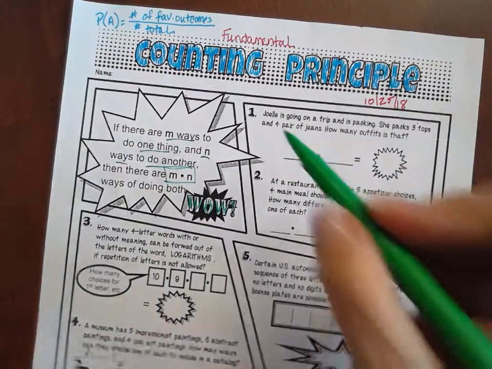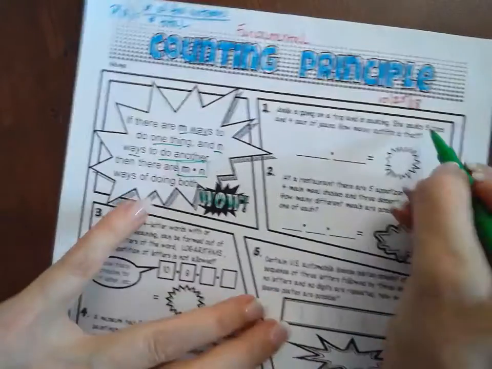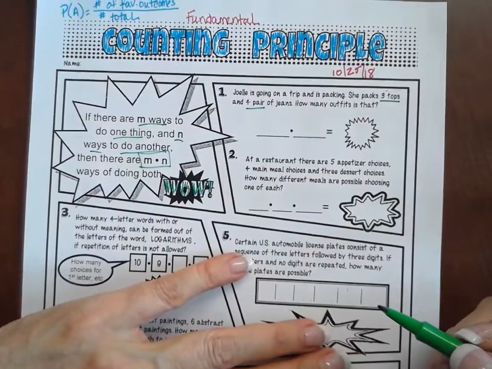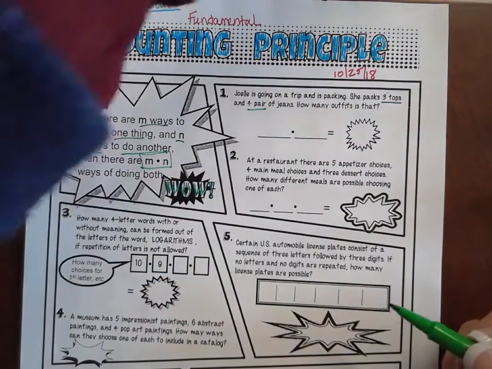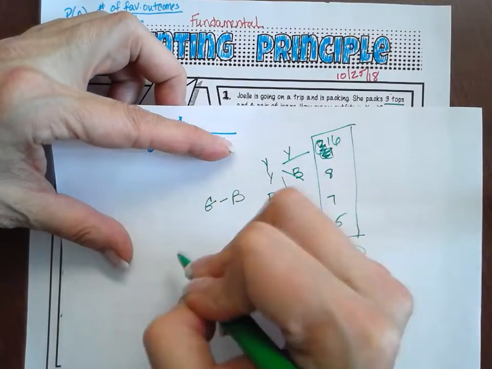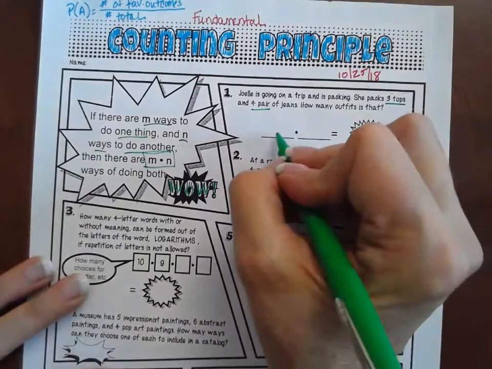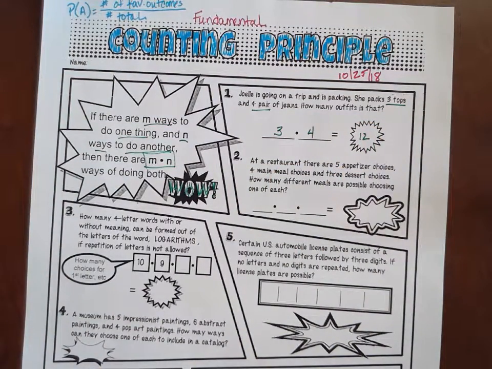Okay? So, Joelle's going on a trip, packing 3 tops and 4 pairs of jeans. Now, do I care what order the tops and jeans are in? Do I need to do a tree diagram that says I'm going to wear the green top with the black pants? No. What I do want to know is how many outfits do I have and how many days can I last with that? And so I do 3 times 4, which gives me 12 outfits. For 12 days.